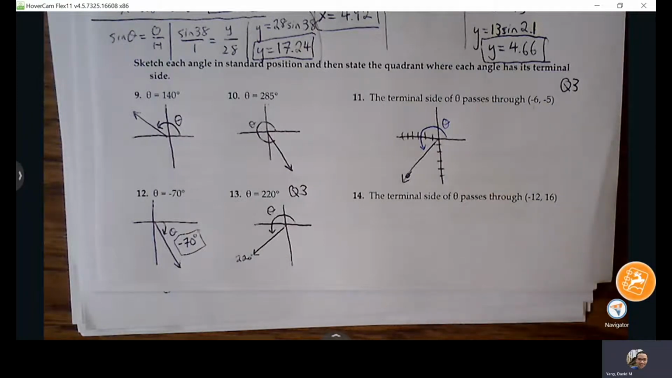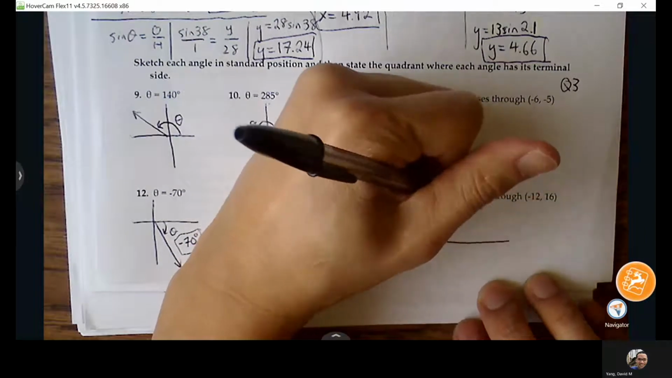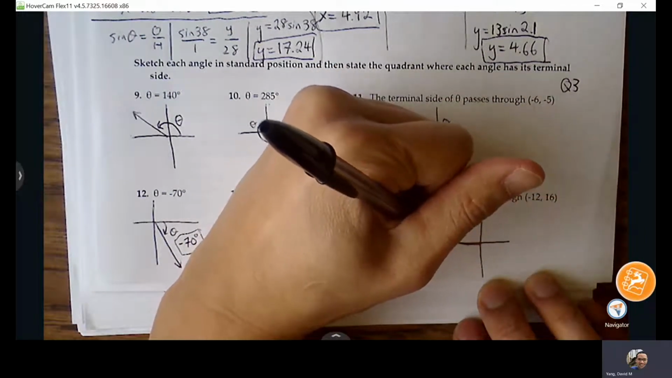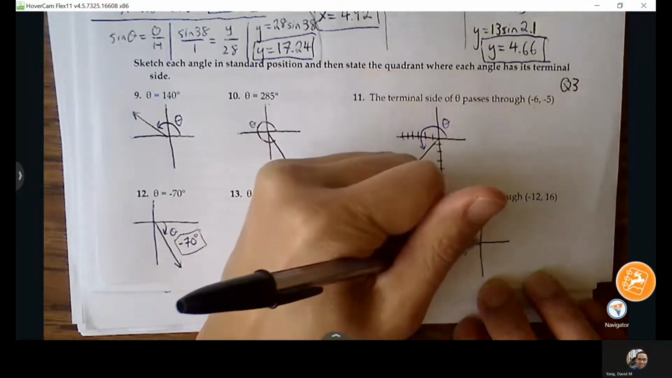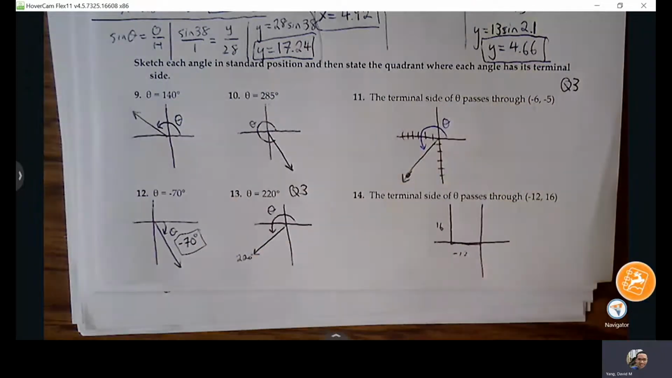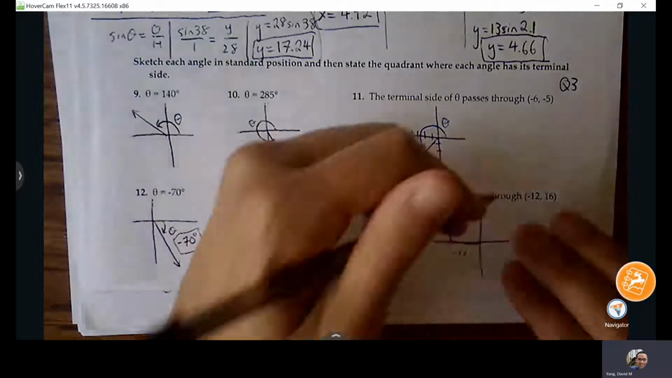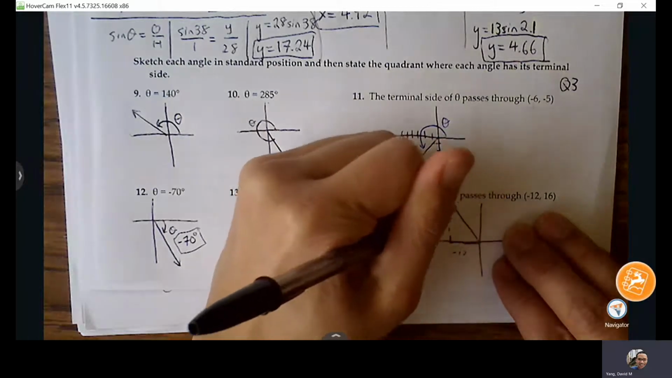All right, terminal side passes through -12, 16. Which quadrant? Second, right? Okay, just left -12, up 16. I just really want to make that a dotted line just to indicate where that point is.